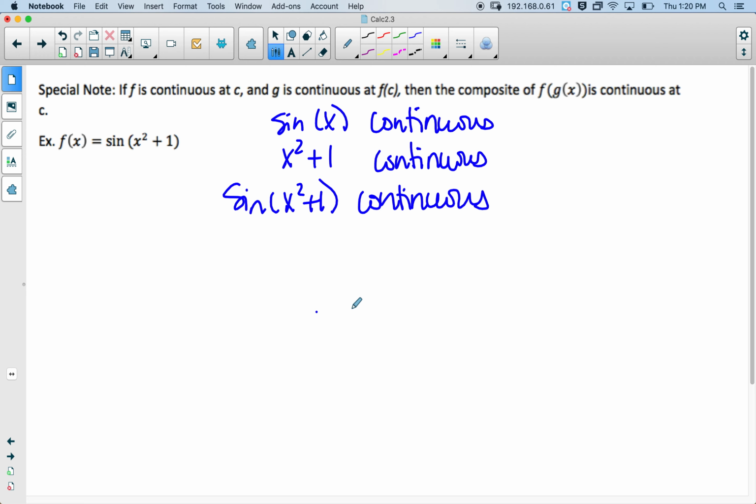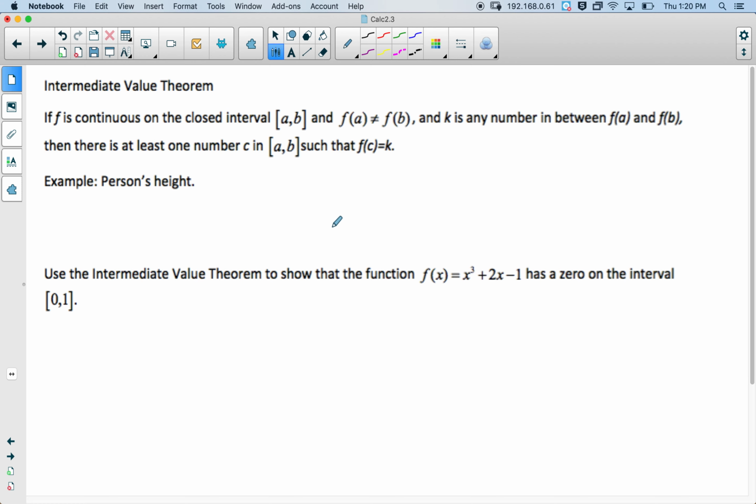Okay, and then the last topic we're going to talk about seems really logical, and it is. It's called the intermediate value theorem. Sometimes I'll write that abbreviation, but we won't write that on any types of assessment. We'll actually spell it out. We don't use abbreviations for our AP assessments, but IVT, intermediate value theorem.